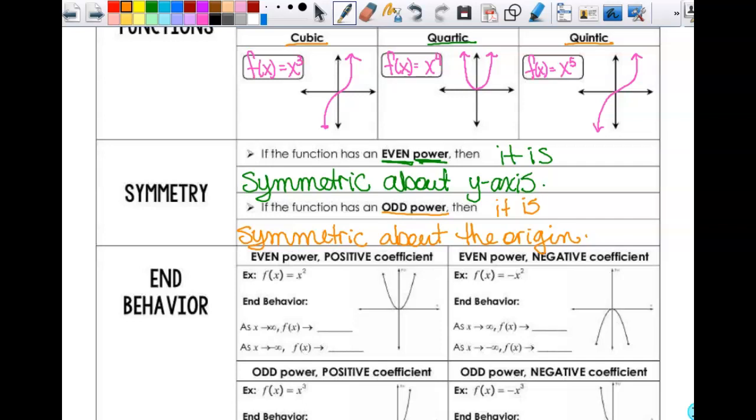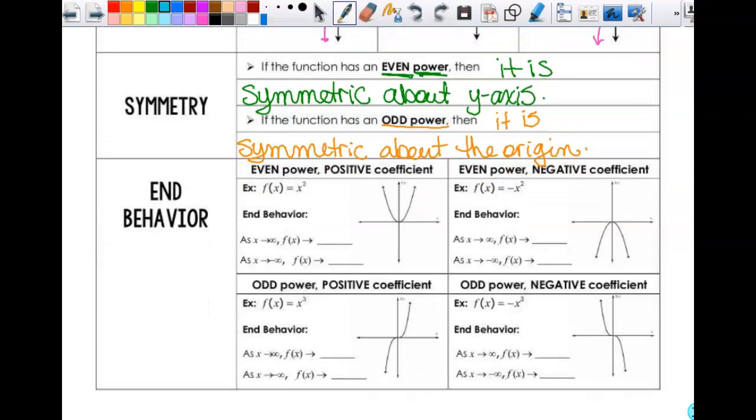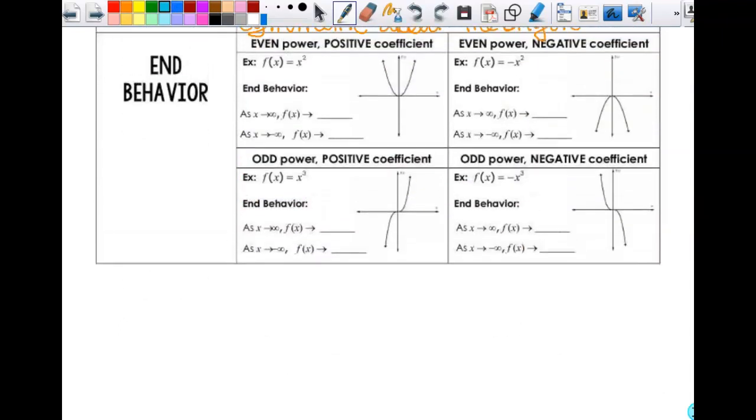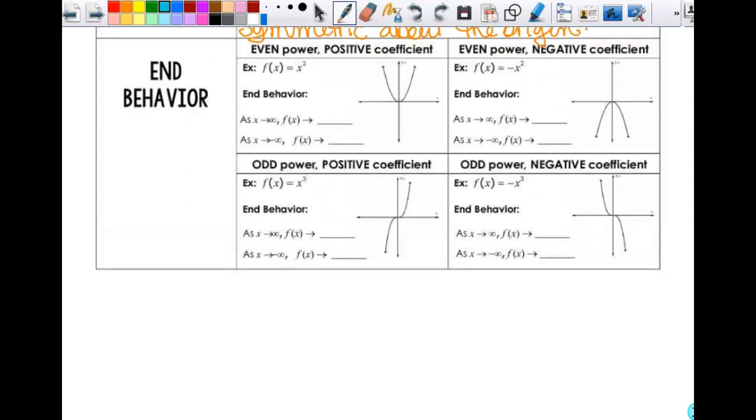Awesome. So now let's look at what happens here with our end behavior. We've talked about end behavior a lot. We're still going to talk about it a lot more. If I have f of x equals x squared, or x to the fourth, or x to the sixth, an even power and a positive coefficient, then in general, my graph is going to look like a quadratic. So as x approaches infinity, what does f of x approach? Infinity. And as x approaches negative infinity, what does f of x approach? Infinity.